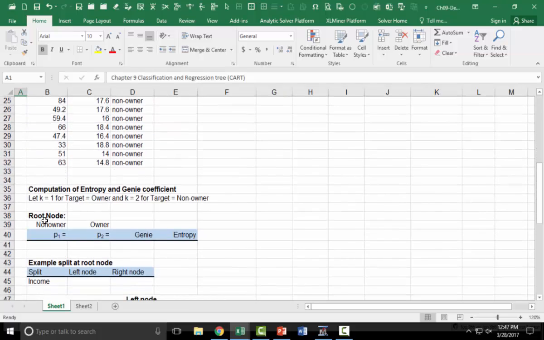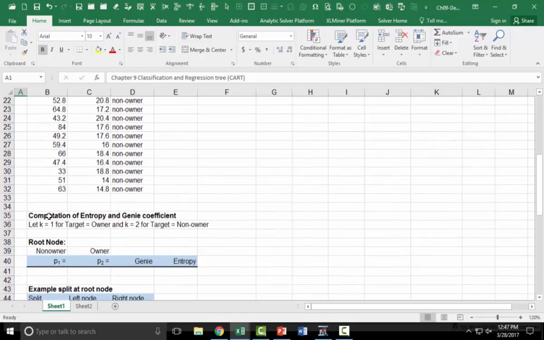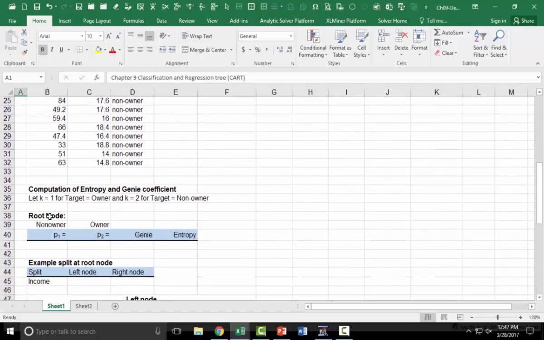Suppose we have the root node, the node at the top, and in the root node you have the entire data set there. So what is the proportion of non-owner and proportion of owner, the two levels of the target, P sub 1 and P sub 2? There are only two levels. Then once we have that, we can compute the Gini index and entropy.